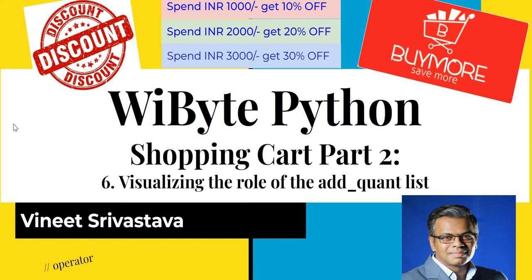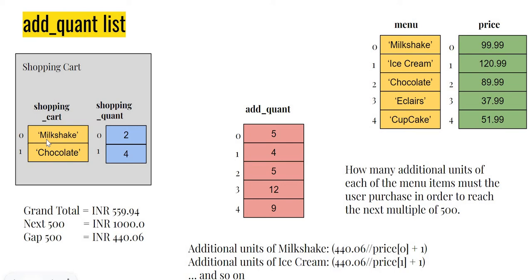Because once the visualization is clear, once you know what is to be done, then the coding becomes that much easier. So remember, we had a situation where our user had made a purchase. For example, let's say the user had purchased milkshake and chocolate, 2 and 4 units respectively. Turns out that the grand total is 559, so almost 560 rupees. And hence the next multiple of 500 is 1000.